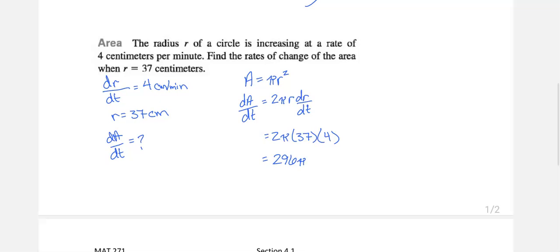So that area is increasing at a rate of 296 pi centimeters squared per minute. And the units are going to fall out. If we look at the units here, the radius is in centimeters, and the change of the radius with respect to time is centimeters per minute. If I multiply centimeters by centimeters per minute, I get centimeters squared per minute.